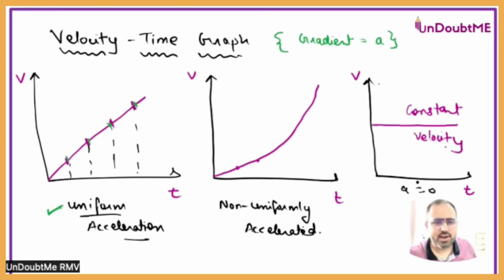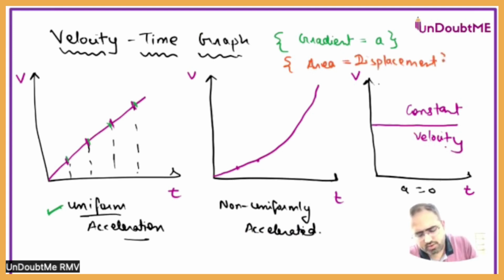Okay. Other than gradient, for a velocity time graph we'll look for another parameter, that is area. Area under a velocity time graph gives us displacement. So you can write both the things, make all three graphs, and do a comparative study of displacement time and velocity time graphs. And maybe after that, you will be in a better position to attempt graph-based questions.